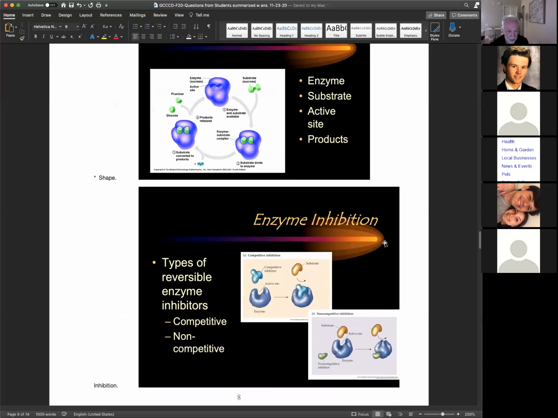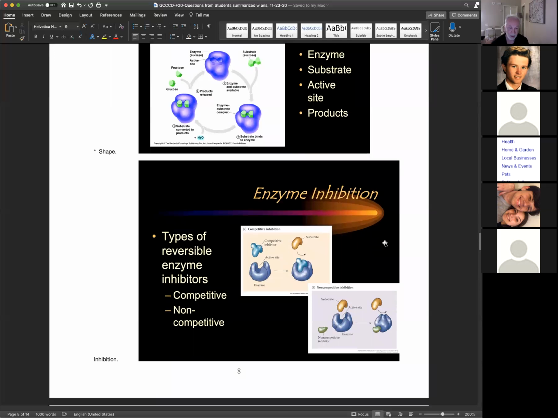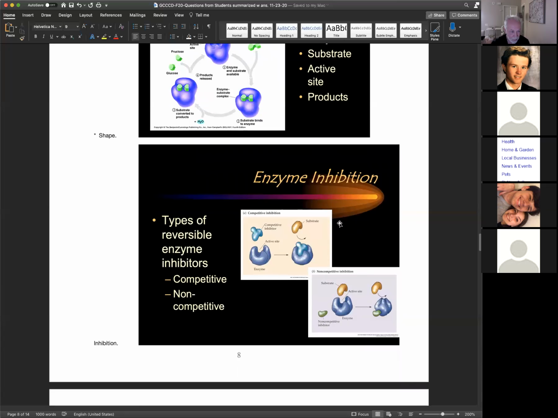There were questions about enzyme inhibition. And these are very important questions, because it's enzyme inhibition that regulates what's going on in the cell. Whatever the organism needs, enzymes are inhibited either a lot or a little or not at all, depending on what is called for elsewhere in the cell. So there's reversible and non-reversible inhibition, and types of reversible can be either competitive or non-competitive.